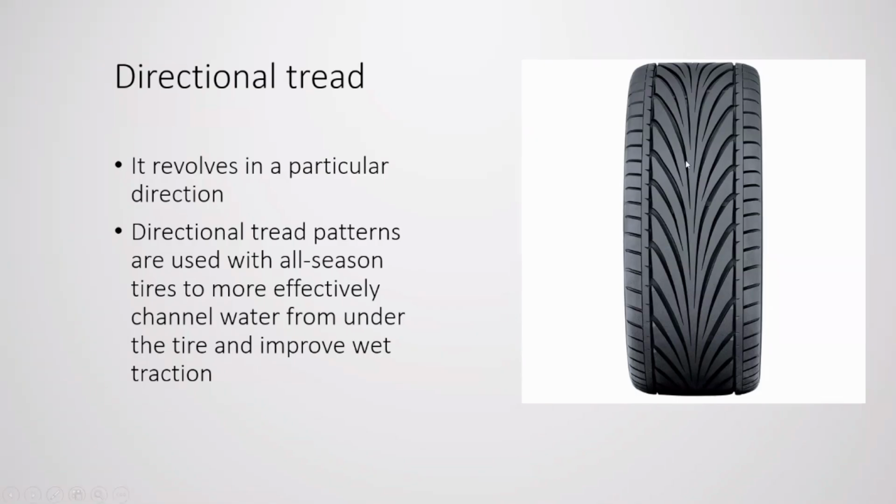So as I told you earlier, the main reason for having a particular tread pattern is to improve the traction in wet conditions by wiping out the water and mud which comes in between the tire and the road surface. So if our tread pattern has some sort of directional design, it can effectively wipe out the water, right? Just to reduce aquaplaning situations. Directional tread patterns are used with all season tires to more effectively channel water from under the tire and improve wet traction.